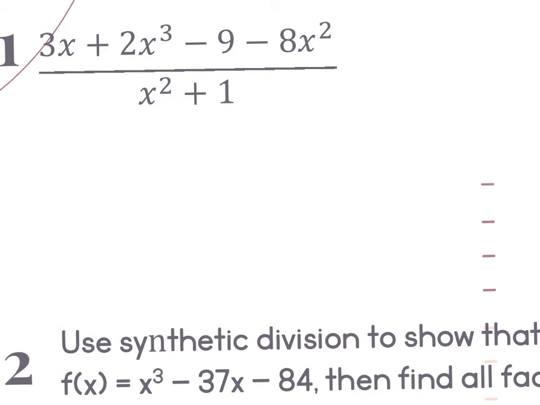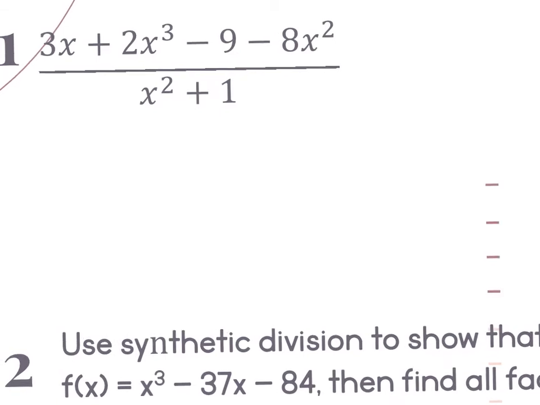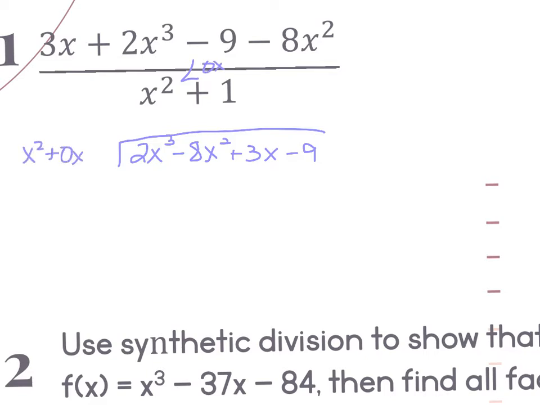All right. So the first thing I'm going to do is take my numerator and put it in order of decreasing degree, because it's not in decreasing degree right now. So 2x to the third minus 8x squared plus 3x minus 9 all gets divided by, now my denominator is in order, but it's missing a term. So I have to add in my 0x. So x squared plus 0x plus 1. Now I got to go first into first. So what would I have to multiply x squared by to get to 2x to the third?